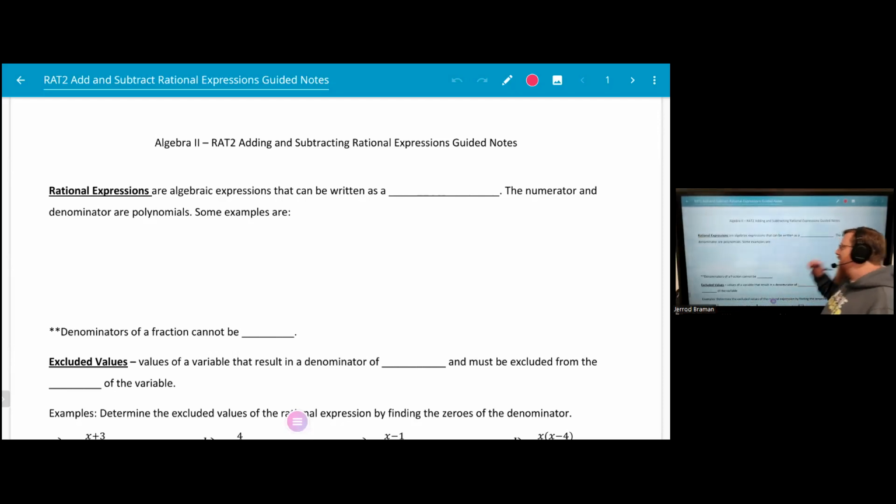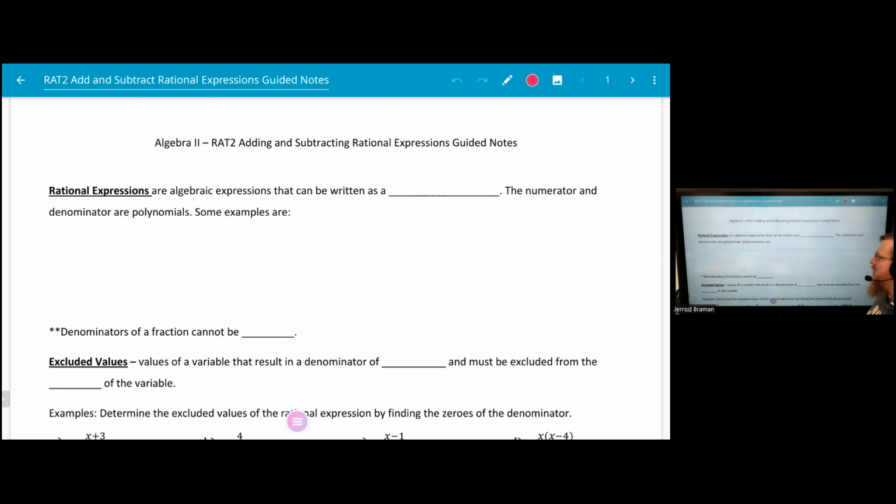All right, what we're going to do today is RAT2. I know it sounds funny. We're talking about rational expressions and functions and things like that, but RAT2, adding and subtracting rational expressions guided notes today. We're about to do something that you guys absolutely love and enjoy, and I know that for a fact because you all love fractions. Now instead of numbers, we're going to have polynomials as the fractions in the numerator and denominator. You guys are looking forward to this.